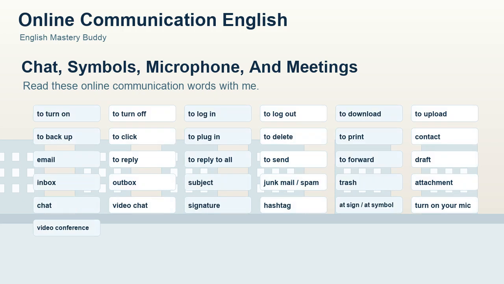Quick review. Chat, symbols, microphone, and meetings. Listen and repeat. Chat, video chat, signature, hashtag, at sign, or at symbol. You need to turn on your microphone. Video conference. Good. Picture each word in a real email, chat, or video meeting. A clear picture makes the English easier to remember.